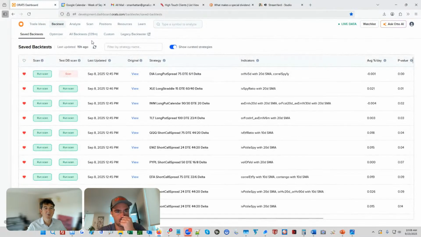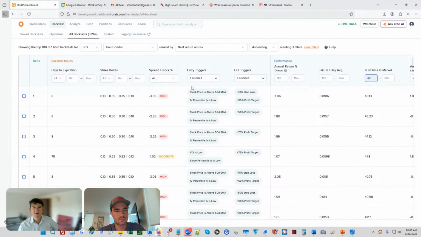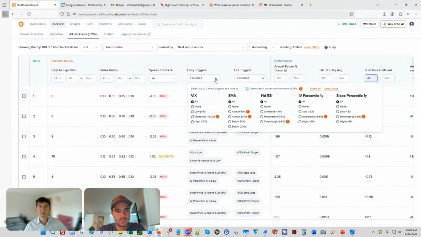I should actually point out one of the big things in the backtest finder is this thing called entry triggers. So with entry triggers in our backtest, we test things like only trade in a low VIX environment, moderate, high. Right now, it's considered moderate because VIX is between 15 and 20. Only trade when the SMA is above or in a certain spot, below or above, where the RSI is oversold or overbought, IV percentile are in these ranges.